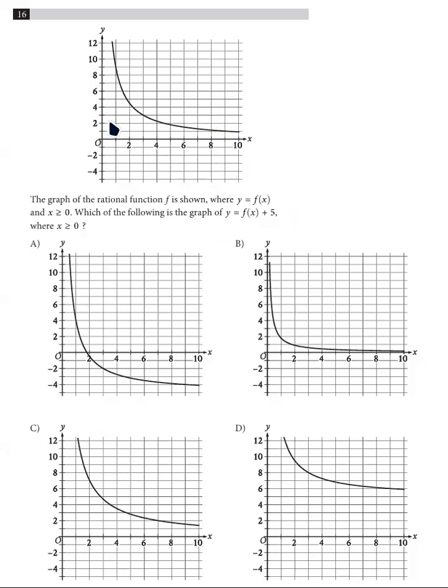So in this case, it should be like what? 9 and then 6. So not this, not this, not this, and right here. So this is moved up 5, so the correct answer is D.